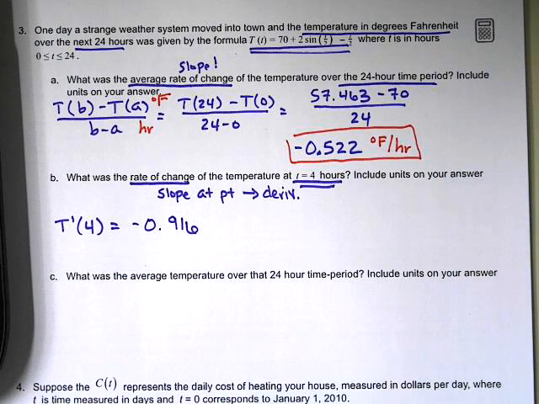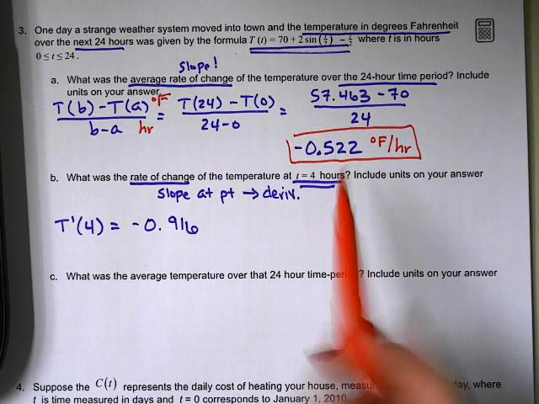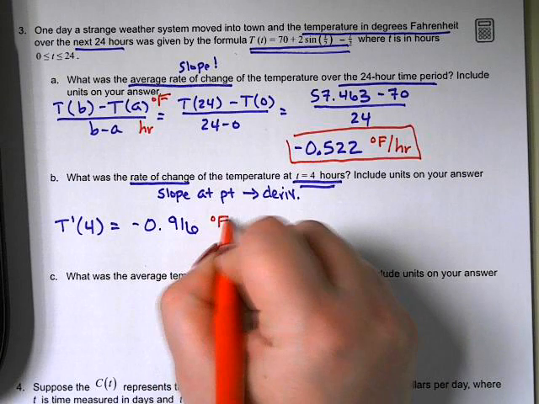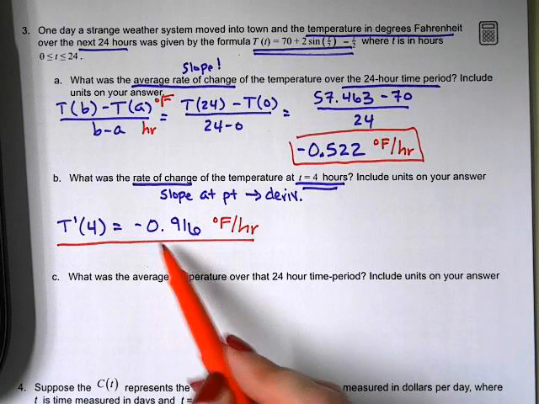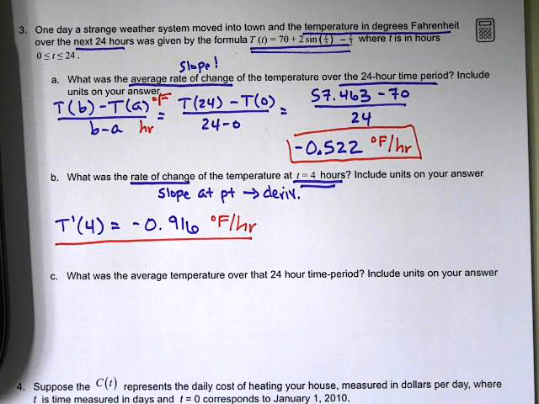0.916. And again, we need to talk about our units here. Since we're still talking about a rate of change, we're talking about degrees Fahrenheit per hour. The rate of change is negative 0.916 degrees Fahrenheit per hour.